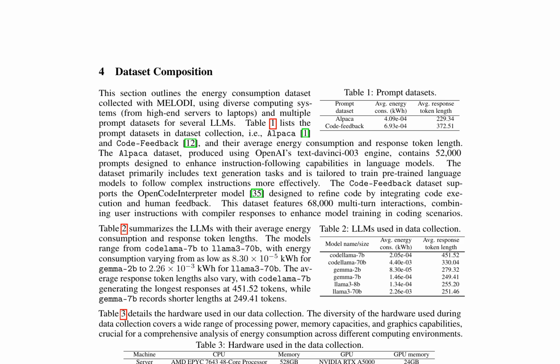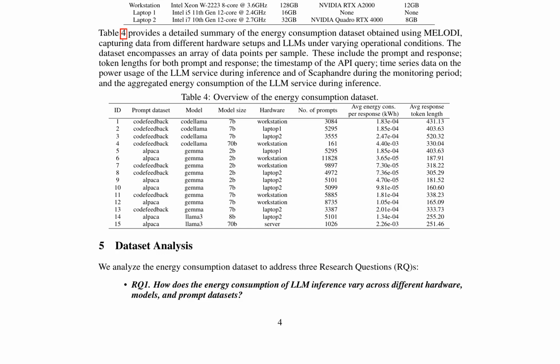The energy consumption dataset obtained using MELODI includes an array of data points per sample, such as prompts, responses, token lengths, timestamps, time series data on power usage, and aggregated energy consumption of the LLM service during inference. This dataset is analyzed to address three research questions: how the energy consumption of LLM inference varies across different hardware, models, and prompt datasets, how the energy consumption of LLMs changes as a function of the number of tokens in the input prompt, and whether the energy consumption of LLMs can be predicted using the input prompt's characteristics.